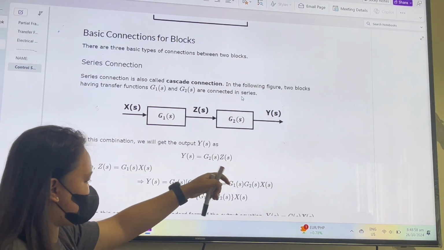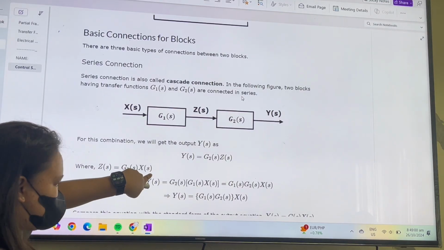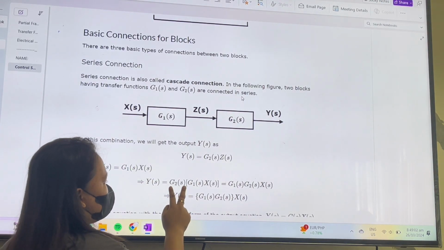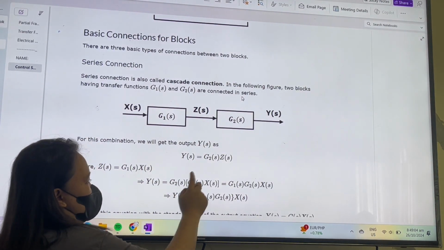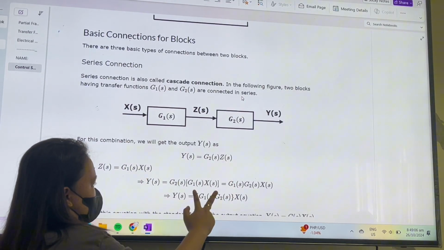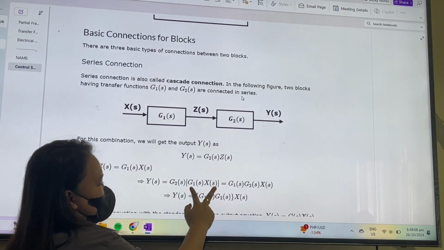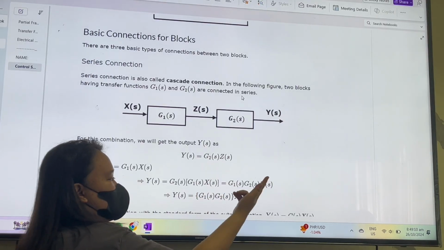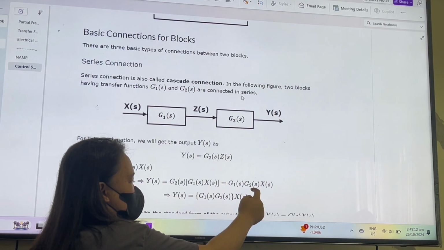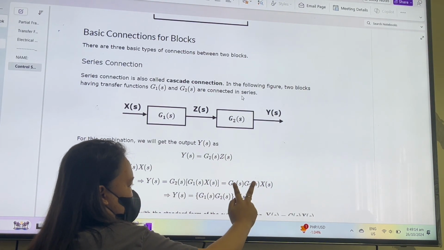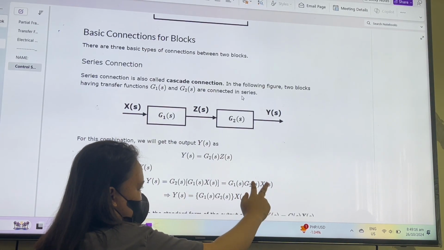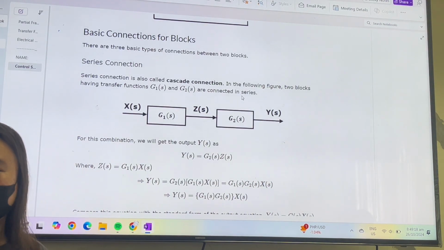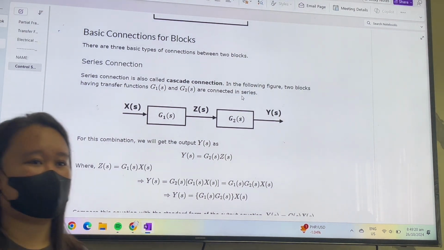Now Z of s is equal to this one. So G2 of s times Z of s, which is this. So multiply. Now since this is in product form, it is commutative, so G2 G1 or G1 G2 of s, it's the same. Yes, it is in product form.